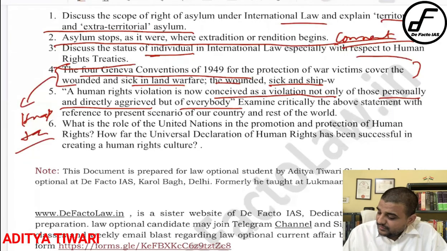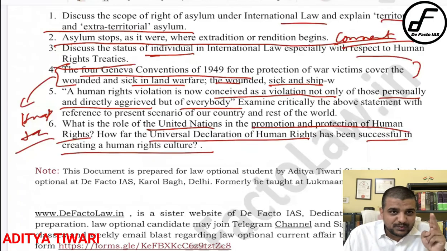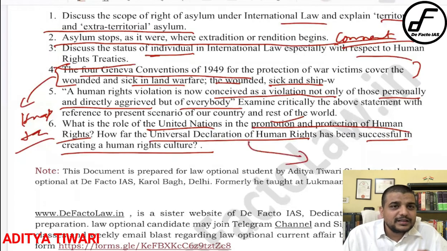Similarly, what is the role of the United Nations in the promotion and protection of human rights? How far has the Universal Declaration of Human Rights been successful in creating a human right culture? Again, philosophical aspect. Here you will talk about how the United Nations has been the mother of it, which we mentioned two paragraphs above, right? That you will cite each pinpoint. You will pinpoint Article 1 and 2 of the UN Charter, right? And then you will write how the UDHR led to multiple creation of human right organizations, right?